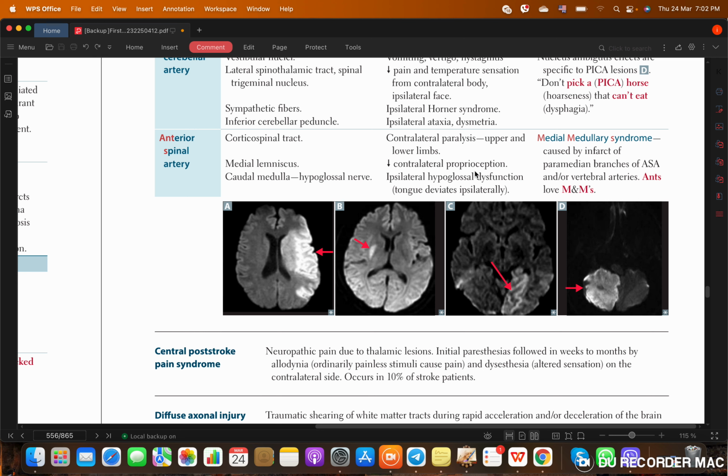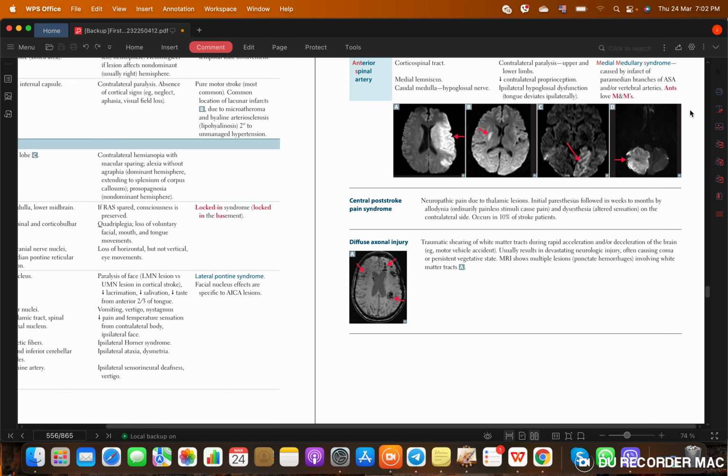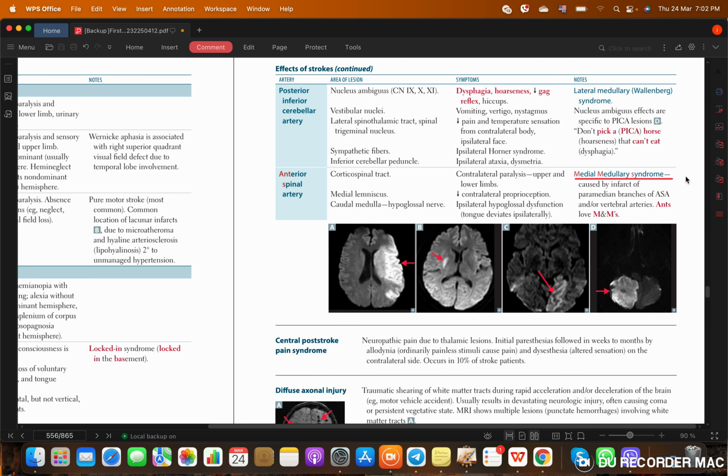So, decrease in contralateral proprioception, ipsilateral hypoglossal function, which will make the tongue deviate towards the lesion, okay? The tongue is going to deviate towards the lesion. This is important. So if the lesion was right, it's going to the right. If it was left, it's going to the left. Medial medullary syndrome is caused by an infarct of the paramedian branches of the anterior spinal artery and the vertebral arteries. So please know about medial medullary syndrome and the affection of cranial nerve number 12, while lateral medullary syndrome was 11, 10, and 9.